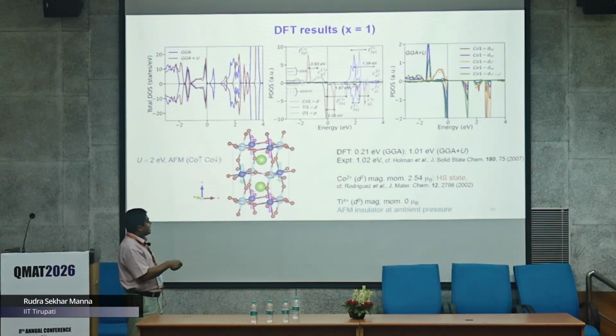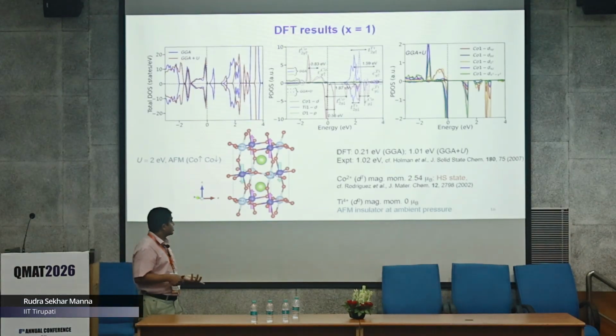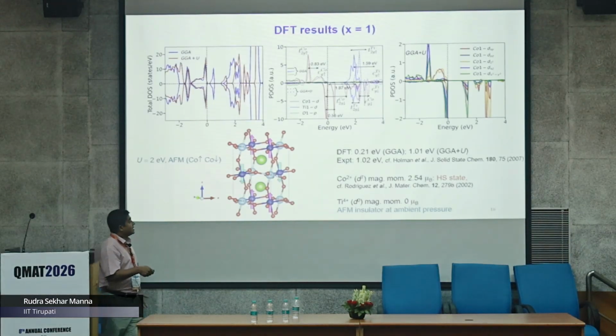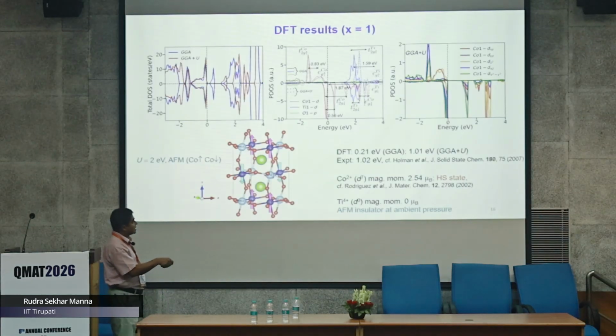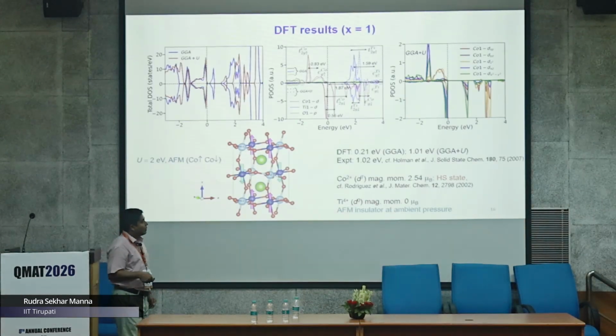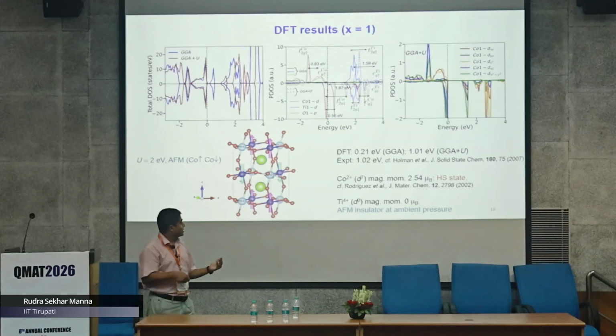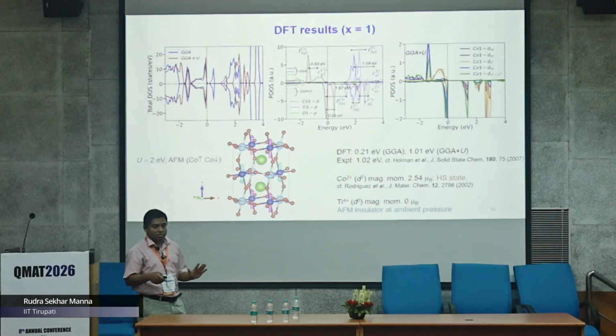And the moment we find is basically coming from cobalt 2+, and cobalt 2+ gives you basically the d7 electron configuration. If the system is in the high spin state, then you get 2.54 Bohr magneton, and this is exactly what we got from the calculation. And as I mentioned, titanium has zero magnetic moment, but nevertheless we tried to apply some U value to see whether it changes, but it's not the case.